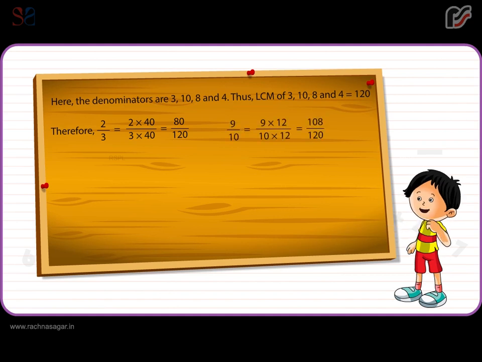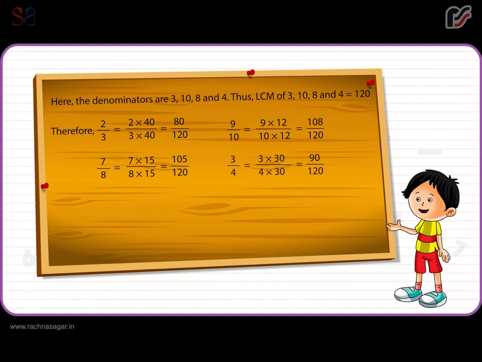9/10 is equal to (9 × 12)/(10 × 12), which is equal to 108/120. 7/8 is equal to (7 × 15)/(8 × 15), which is equal to 105/120. And 3/4 is equal to (3 × 30)/(4 × 30), which is equal to 90/120.